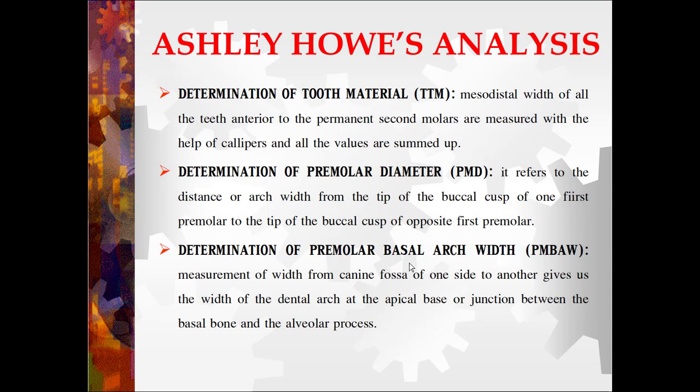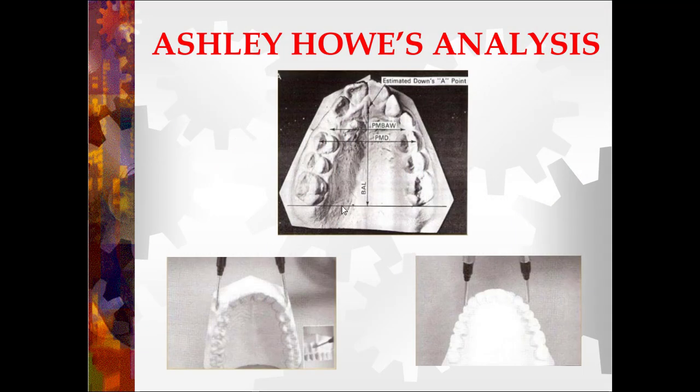First of all, determination of total tooth material, that is from the first molar on one side to the first molar on the other side. All the mesiodistal widths are taken and summed up. Then determination of premolar diameter. What is it? Premolar diameter is calculated from the buccal cusp tip of the first premolar to the buccal cusp tip of the first premolar of the other side.